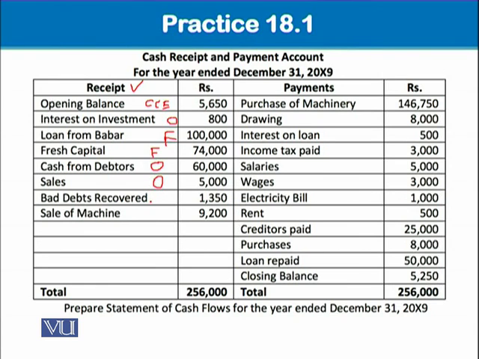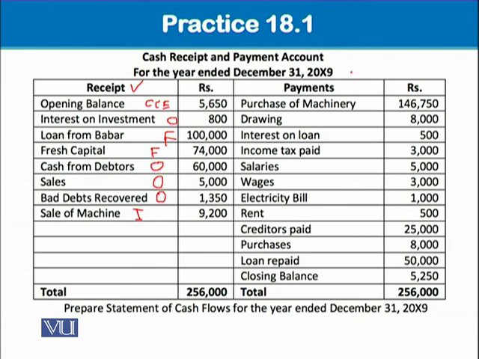Then we have recovered from bad debts. This recovery from bad debt is also cash from customers. Okay, we are recovering from customers. So this is also our operating activity. This we are receiving from sale of machine. So sale of machine is in fact investing activity. Okay, so we have to mark O for operating activity, F for financing activity, and I for investing activity.